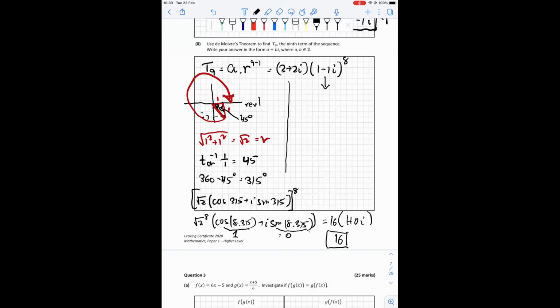We go back to our question. And we still have to, so this was 16. So now we still have to multiply that by 3 plus 2i. So 16 times 3 is 48, plus 2 times 16 is 32i. And this is your final answer here.